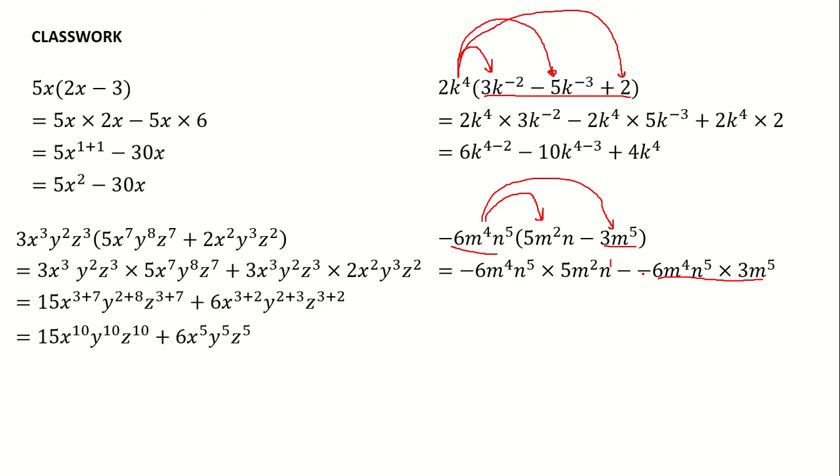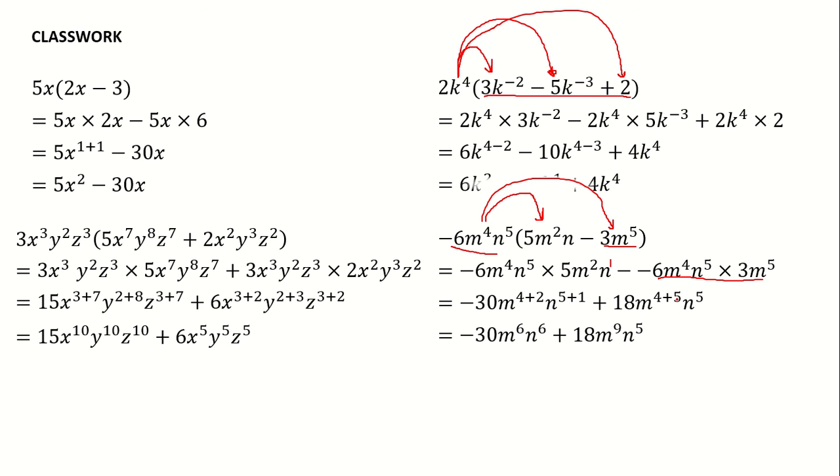Negative times negative is positive. 6 times 3 is 18. What is M4 times M5? It is M9. That's all. I don't have N here, so I'll still have N to the exponent of 5. Guys, and when you simplify this, this is what you will get. The answer to the previous one will be that.